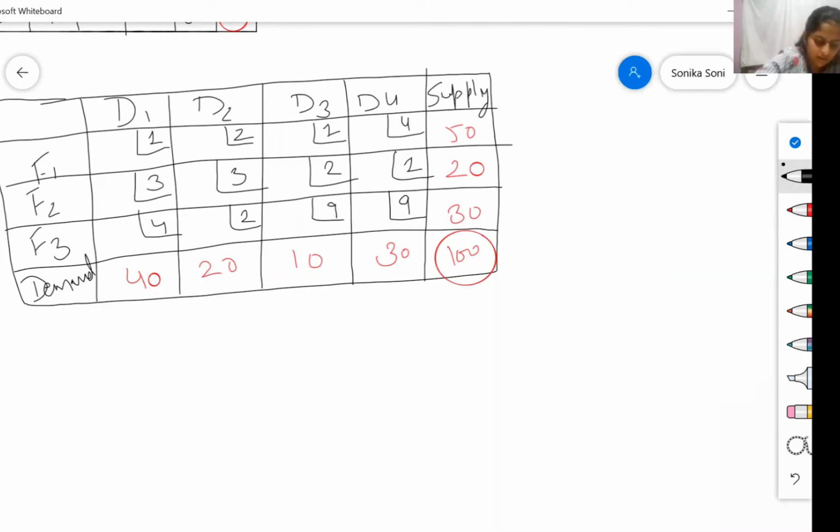For the time being, we will draw just 5 or 6 rows and columns. Later on, if we need, we can add on.